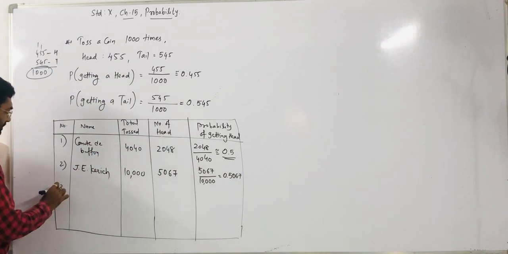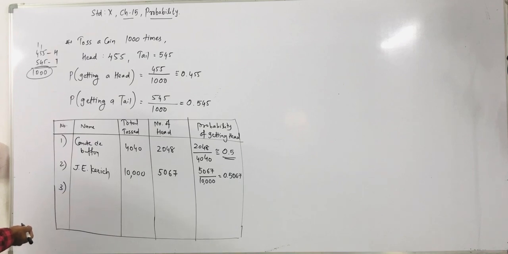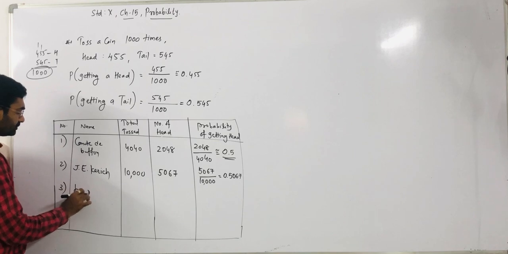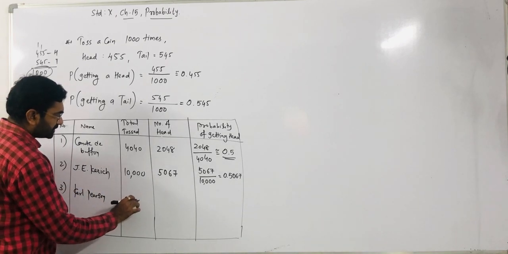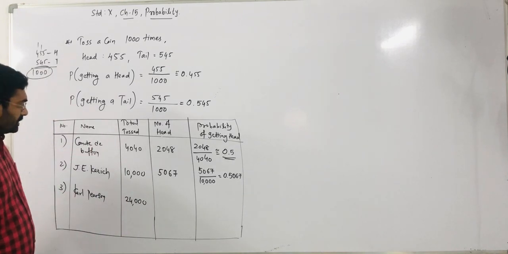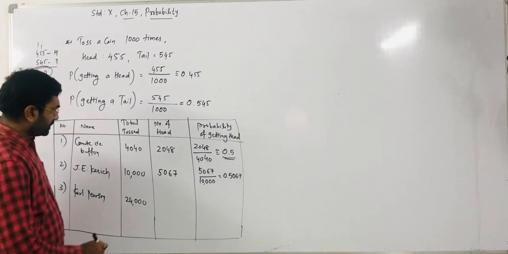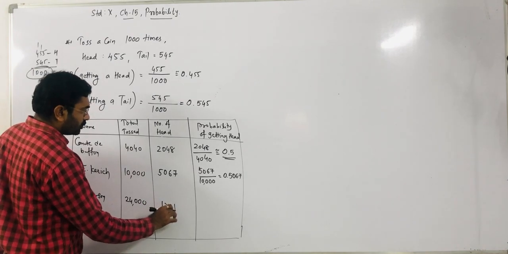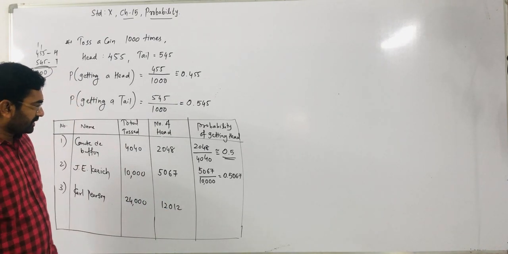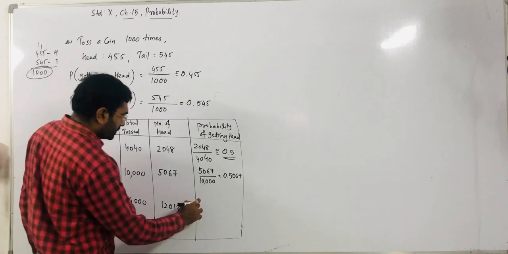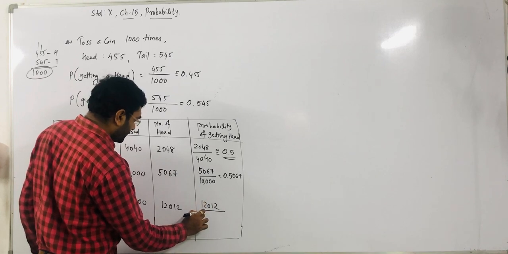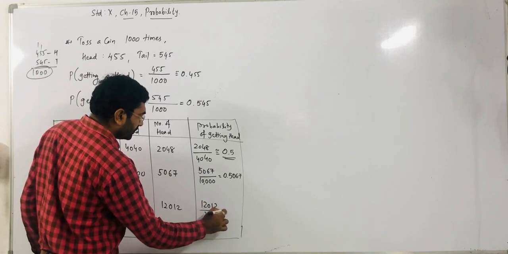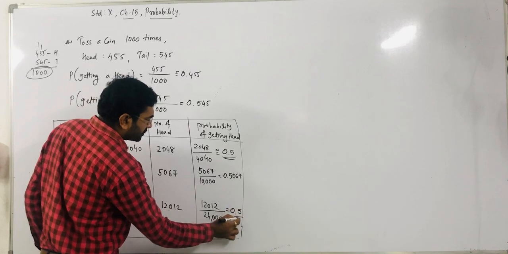After J. Kerrich, there is a third scientist, Karl Pearson. He tossed a coin 24,000 times, and out of 24,000 tosses he got a head 12,012 times. So the probability of getting a head is 12,012 divided by 24,000, which is approximately 0.5.